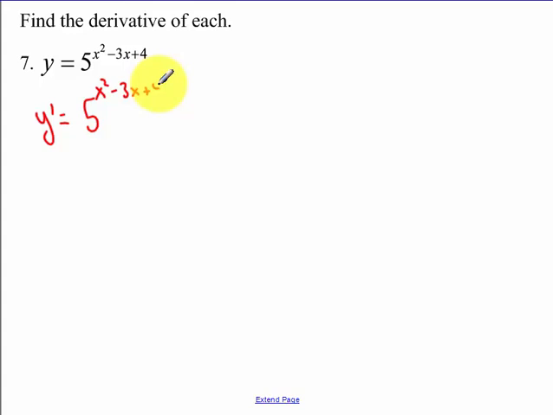So the derivative, y prime, is just the function, ln of 5, times the derivative of the exponent. So that's 2x minus 3. So it's just the exponential times ln of the base, and then don't forget your chain rule, the derivative of the exponent.